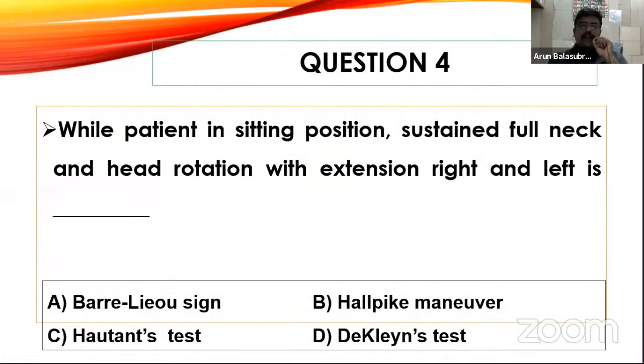Question number 4. The patient in sitting position sustains a full neck and head rotation with extension to the right and left. So this is also one of the tests to identify vertebral artery involvement. Barre-Lieou sign, Hallpike maneuver, Pons test, or De Kleyn's test.